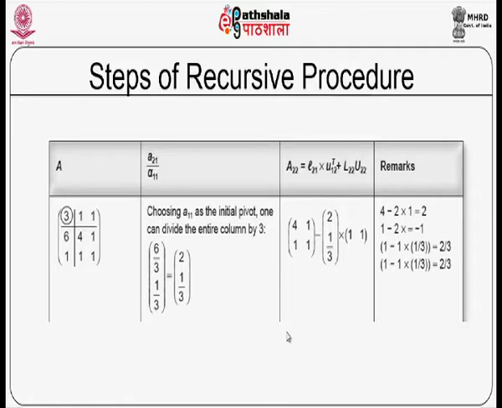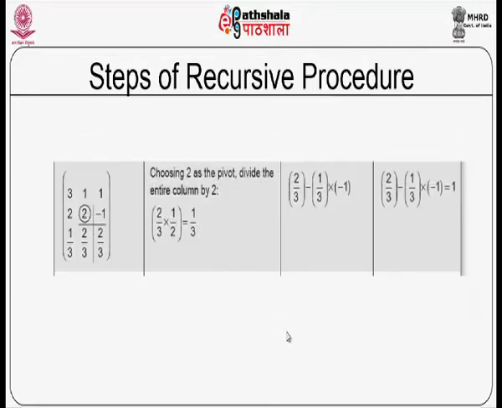Now, this is equal to 4 1 1 minus 2 1 by 3, which we got in the previous step, multiplied by 1 1 1. That means 1 1 1 is present in the second quadrant. By doing this operation, the values are going to change, and we get a matrix 3 1 1, and 2 2 minus 1, 1 by 3, 2 by 3 and 2 by 3.